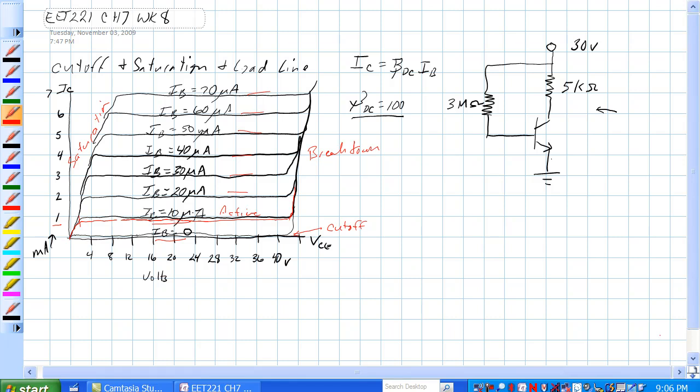What we need to do is to plot the load line for this circuit here. The first thing we do is look at this circuit, and we say, what if I have a short from here to here, and what is the maximum amount of current that can be in this circuit when VCE equals 0? When VCE equals 0, IC would be equal to 30 volts over 5k ohms.